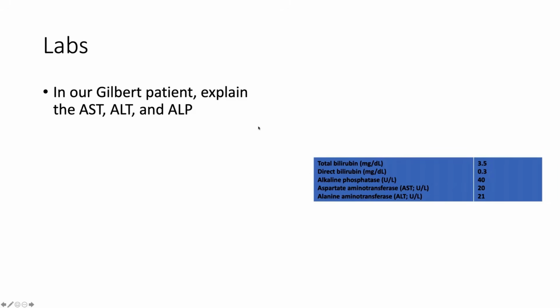Cool. All right, Leah, we are back to you. So in our Joubert patient, explain the AST, ALT, and alk phos. In alcoholics or patients who drink a lot, why is the GGT elevated in isolation?